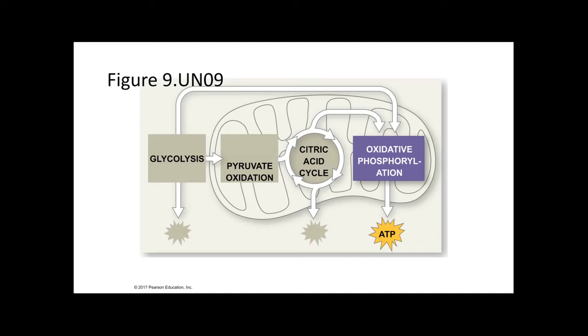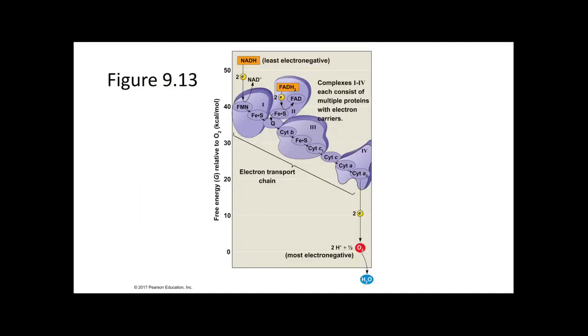So we've seen this diagram 100 times. Remember, we started off with glycolysis, then we went into the mitochondria for pyruvate oxidation, went through the citric acid cycle, and now we are at oxidative phosphorylation, where we said we have chemiosmosis and the electron transport chain occurring to make ATP. So what is happening in the electron transport chain?